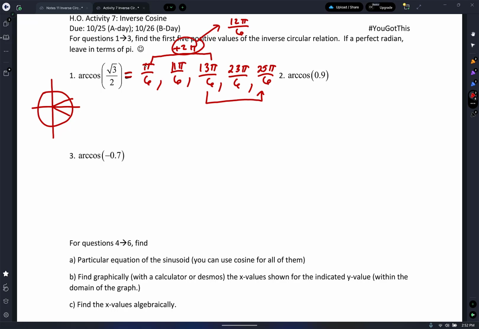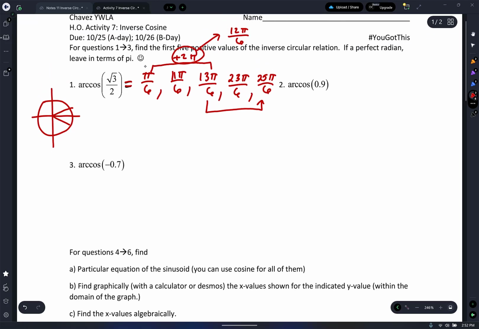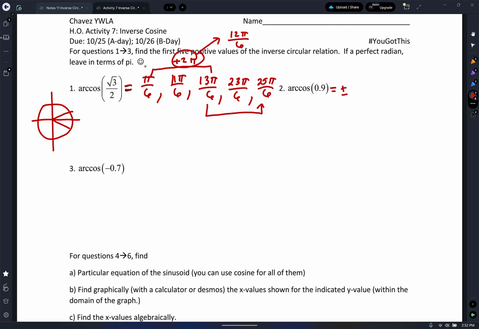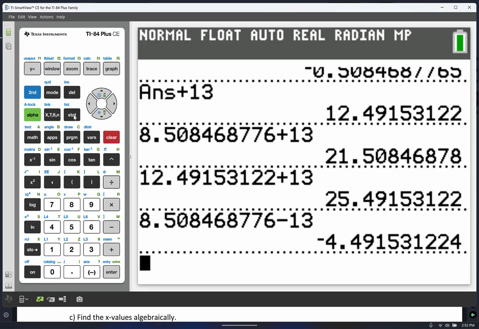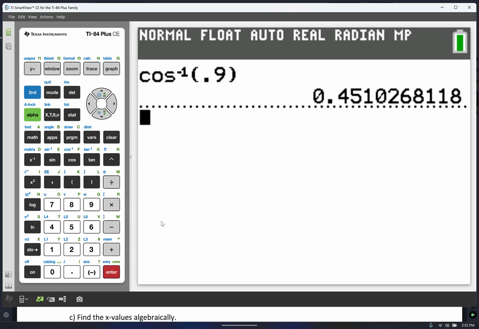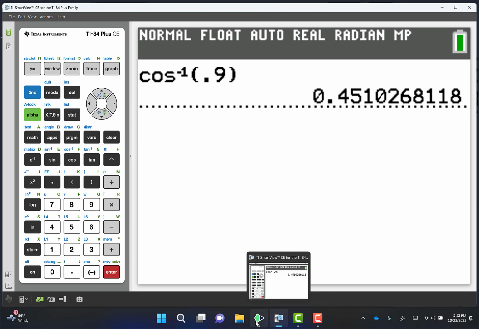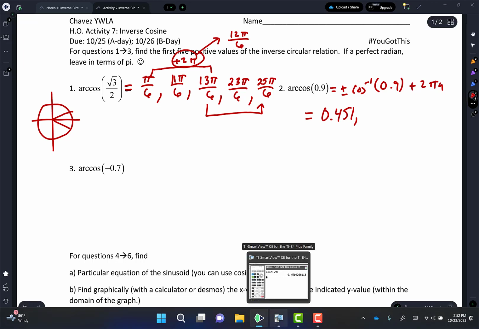Okay. Let's do, you guys choose, number 2 or number 3? Number 2? Okay. Arc cosine of 0.9, go plus minus, put cosine to negative 1, that's arc cosine of 0.9 plus 2 pi n. So I take my calculator. Remember, I want the first 5 positive. So I'm just going to go second arc cosine with a 0.9. And I'm going to push enter. 0.451, that's my first answer. So I come over here and I write 0.451, comma. The next answer comes from the negative 0.451 plus 2 pi. Does that make sense? Because remember, there's a plus minus in the front.